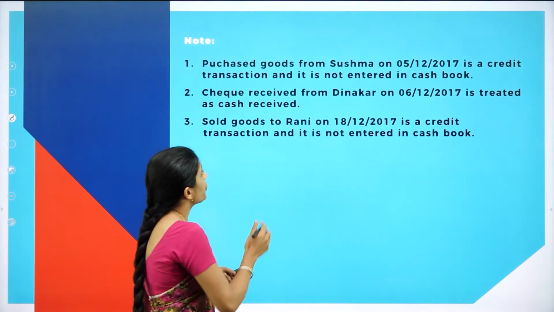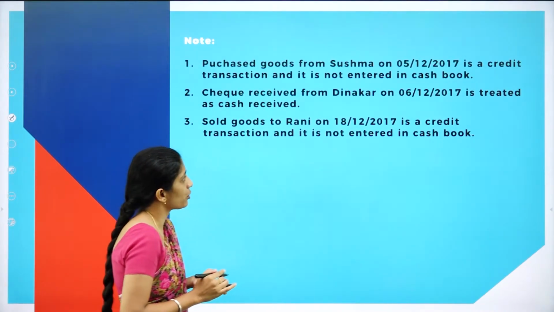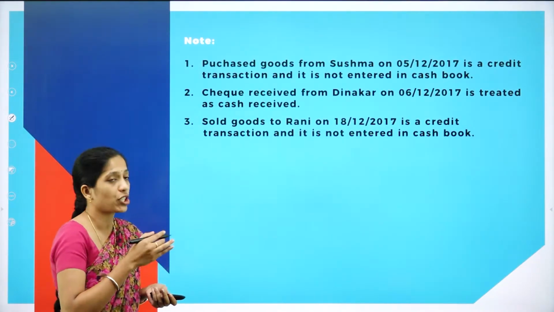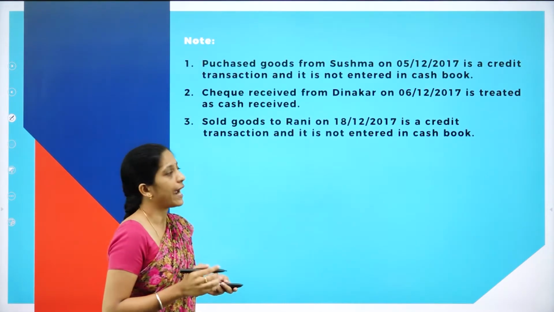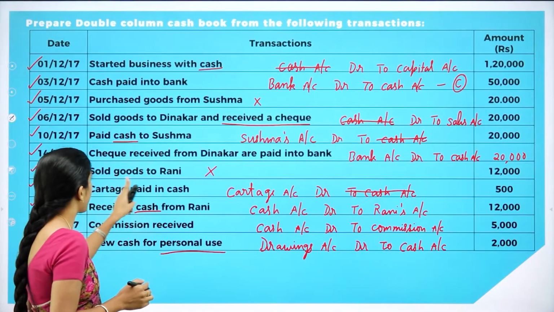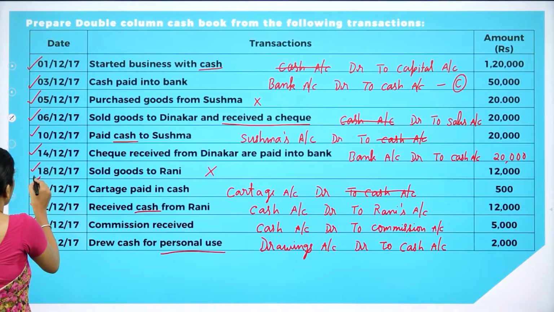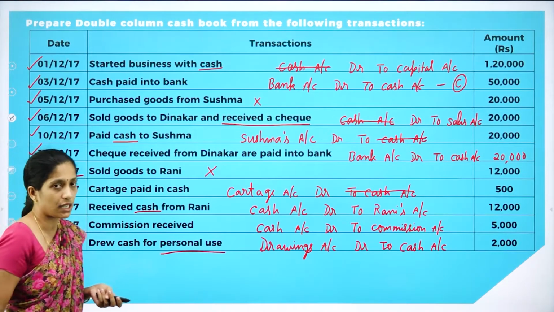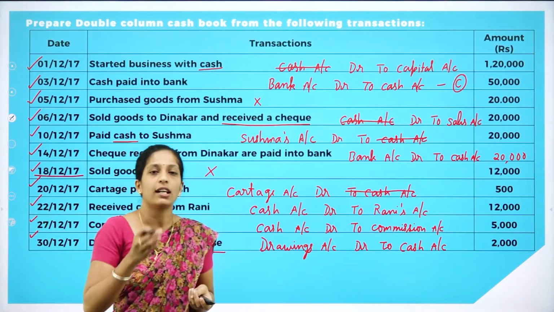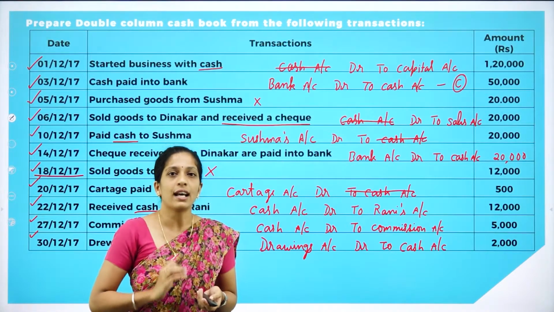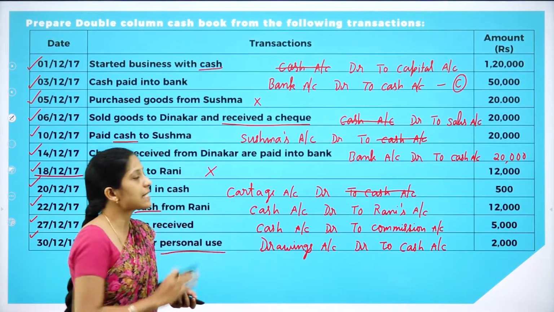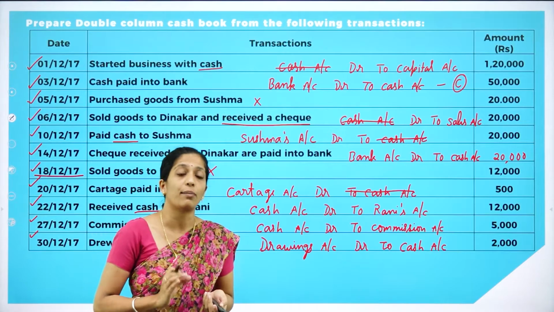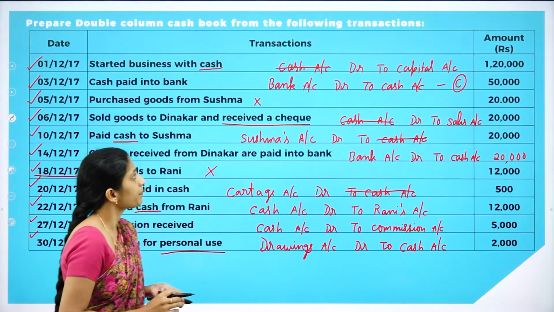Next is sold goods to Rani on 18/12/2017 is a credit transaction and it is not recorded in cash book. So as I told, credit transactions are not recorded in cash book. Here the 18/12/2017, it is a credit transaction. So we are not going to record it in a cash book. So this is about double column or two column cash book.